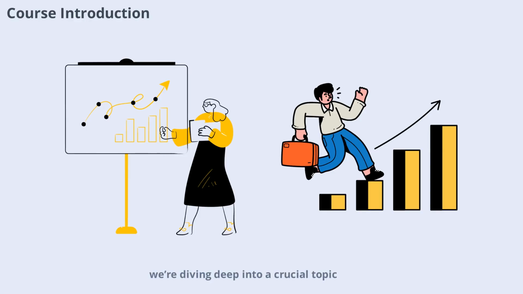Today we're diving deep into a crucial topic: how to handle outliers and missing values in your datasets. Real-world data is rarely perfect. There are always unexpected gaps or extreme values that can throw off your analysis. If you want your results to be accurate and reliable, learning to manage these issues is essential. In this lesson, we'll explore what outliers and missing values are, why they matter, and practical ways to deal with them. Let's get started and make your data cleaner and your insights sharper.